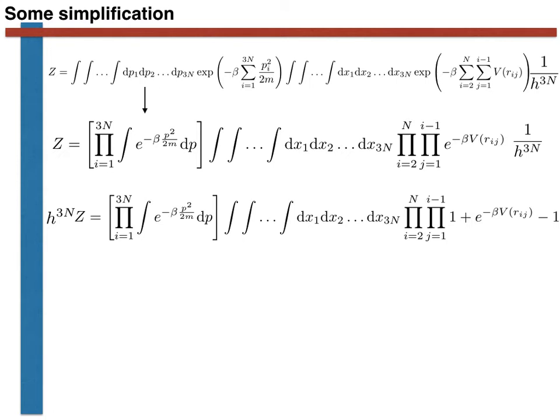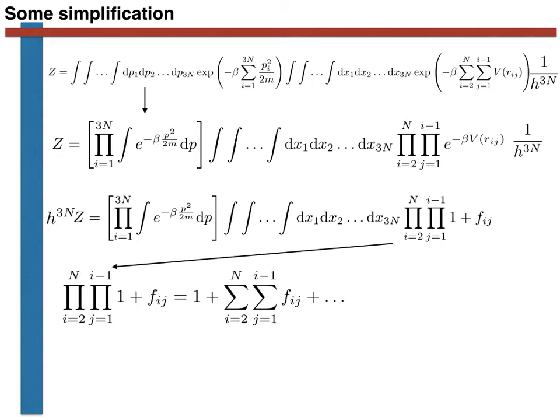We will now introduce the symbol Fij and use this to represent e to the minus beta Vij minus 1. The e to the minus beta Vij that appears in this product, in the original equation, thus becomes 1 plus Fij, which we can expand as a series as shown here. Incidentally, there is an exercise in the comprehension exercises below that takes you through this process of proving that this series can be substituted for the product on the left-hand side of this equation.